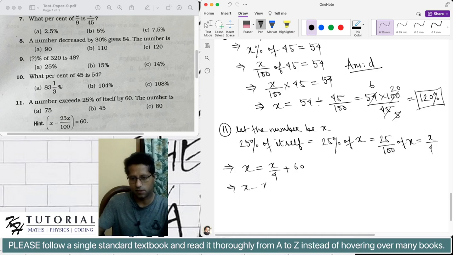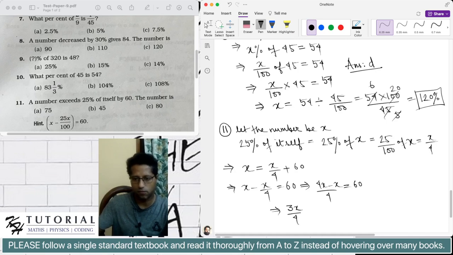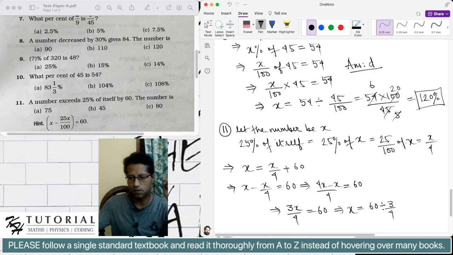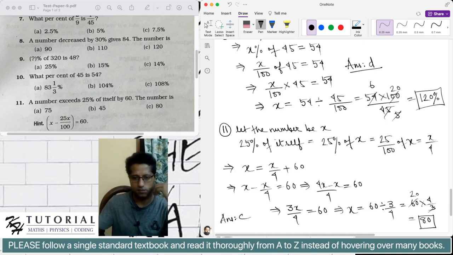We have X minus X by 4 is equal to 60. This implies 4X minus X by 4 is equal to 60. This implies 3X by 4 is equal to 60. This implies X is equal to 60 divided by 3 by 4, which is equal to 60 multiplied by 4 by 3, which is equal to 80. So the number is 80, and hence the correct choice is C. C is the correct choice.